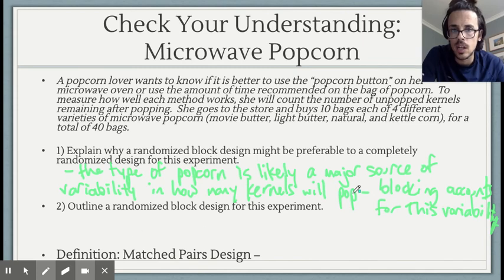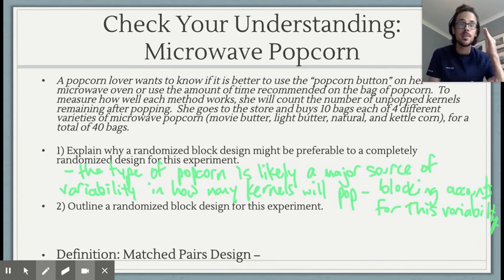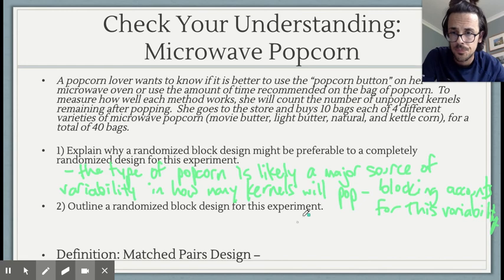Outline a randomized block design for this experiment. We've talked about that before. I don't want to write it all out right here, but basically what you would do is you could give me a play-by-play with this. You would start by putting them in groups of 10. So take the 10 movie butter, randomly assign 5, give a number to each one, randomly assign 5 to this group, 5 to this group, and so on. Proceed and do the same thing. Repeat the process with light butter, natural, etc. You just talk in words about what you're going to do, making sure you highlight those key things we talked about earlier in the lesson.